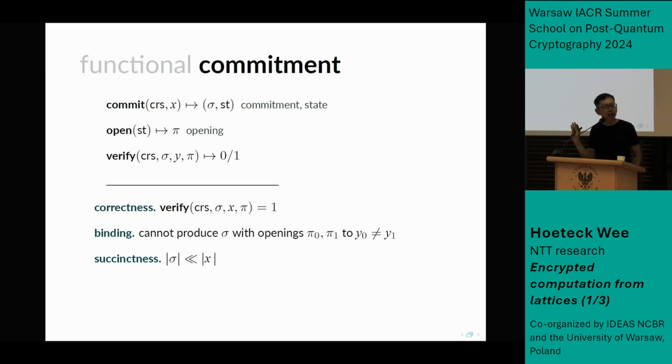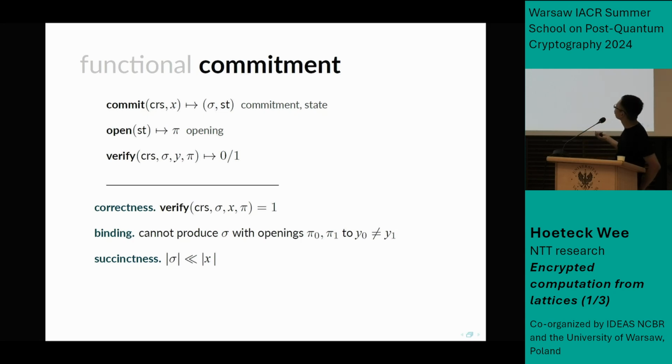That's important for applications where you basically want to commit to a long message with a very small commitment. For instance, your standard Merkle-Damgård hashing or your Merkle tree will satisfy these requirements of a commitment scheme. It's going to be binding and the commitment is short.